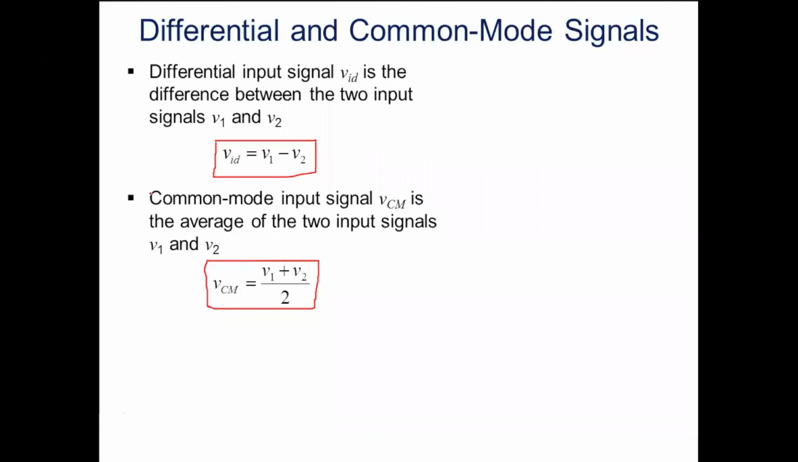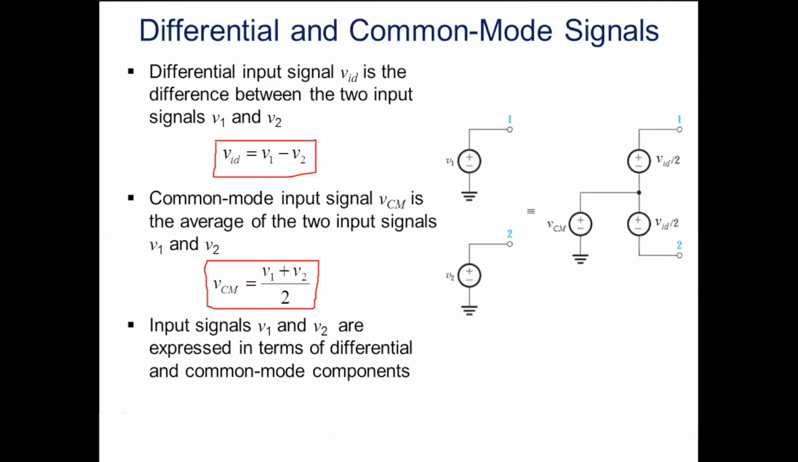So now try to find the value of V1 and V2 from these two expressions. When you solve for these two expressions, you will get the value of V1 and V2. So the input signals V1 and V2 are expressed in terms of differential and common mode components as V1 equal to VCM plus VID by 2 and V2 equal to VCM minus VID by 2. So in small signal analysis, we'll be using these two voltages as input voltage to the circuits.